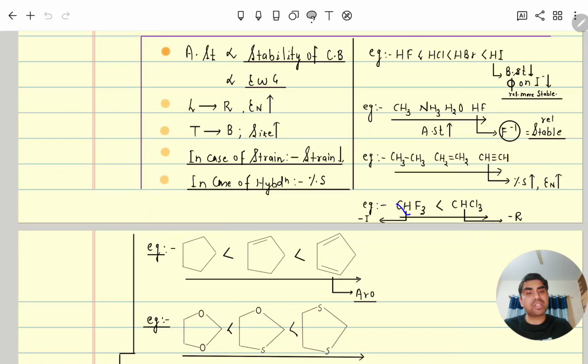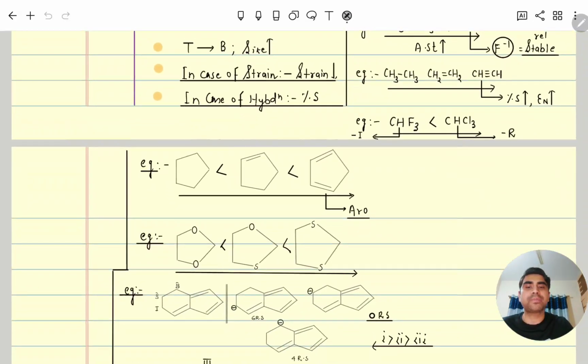Clear? Similarly here CHF3 and CHCl3. So its conjugate base will be what? CF3 minus, and here CCl3 minus. So here carbon is having negative charge, and chlorine is there, chlorine having vacant d orbitals, so due to that it will be more stable as compared to fluorine, which is stabilizing only through minus I effect.